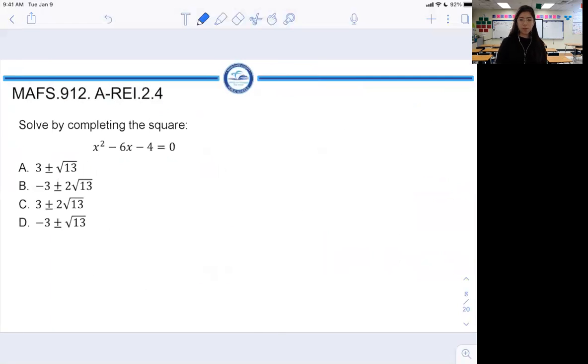All right, next one, another one. So now this is telling us to solve by completing the square, and we haven't reviewed this in a while, so I'm going to review this step by step, okay?